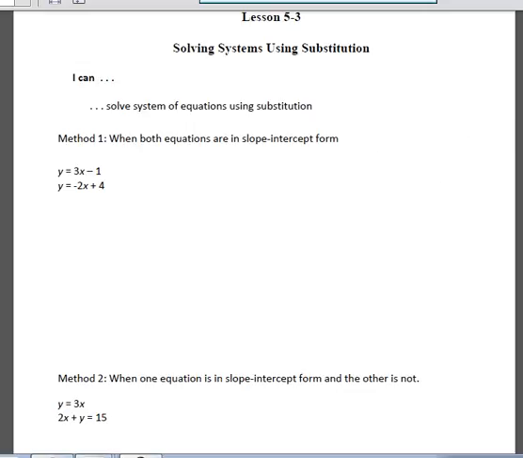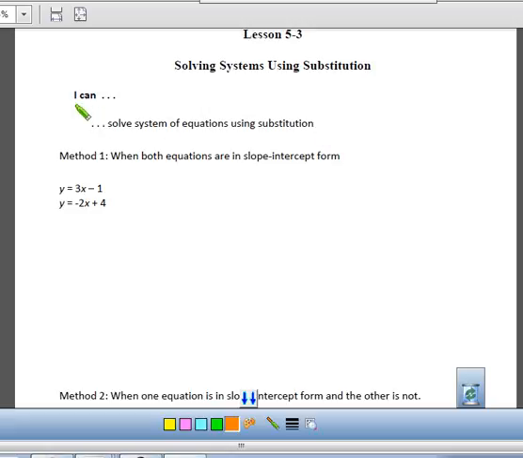Let's go ahead and take a look at the target. The learning target for this lesson is: I can solve systems of equations using substitution.